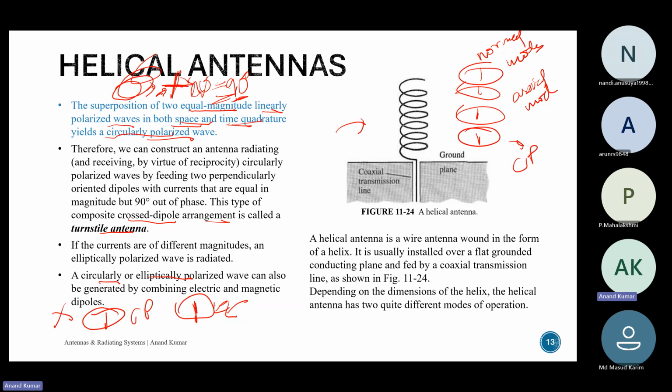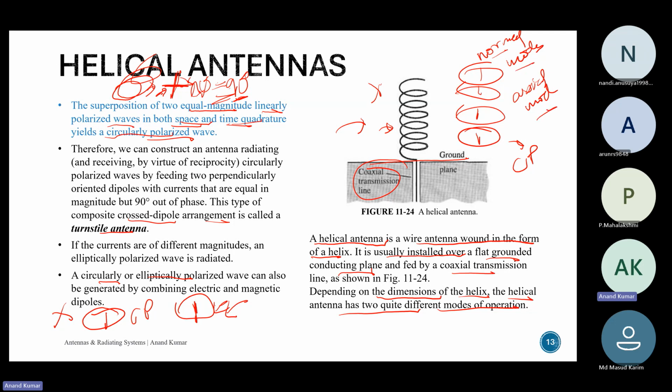So let's look at the definition. A helical antenna is a wire antenna wound in the form of a helix, very evident over here. It is usually installed over a flat grounded conducting plane, and this is fed by a coaxial transmission line. So, a very simple structure, but very complex maths. We'll see that. Depending on the dimensions of the helix, the helical antenna has two quite different modes of operation: normal mode and axial mode.